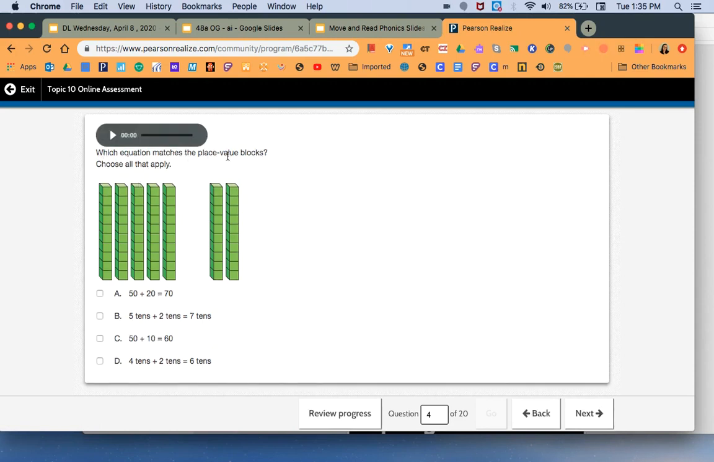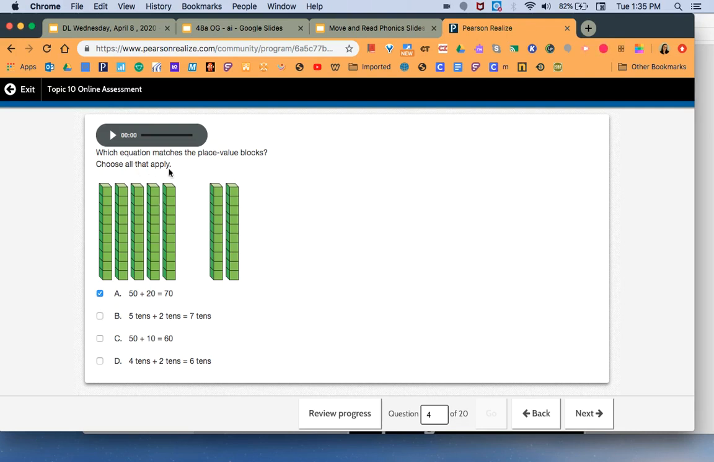Which equation matches the place value blocks? Choose all that apply. Okay, so there might be more than one answer for this one. So let's see, I have 10, 20, 30, 40, 50, and over here I have 10, 20. So let's see, 50 plus 20 equals 70. Well, yeah, that definitely matches.